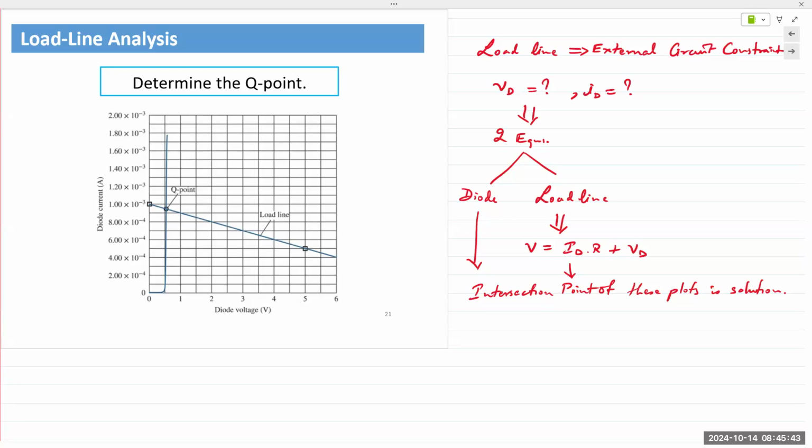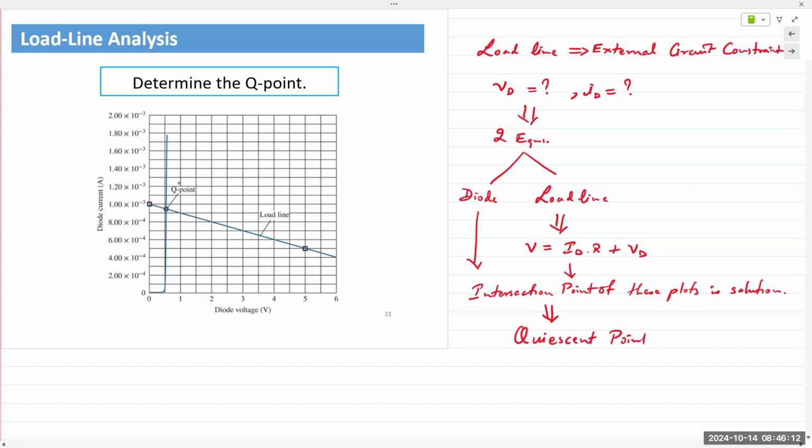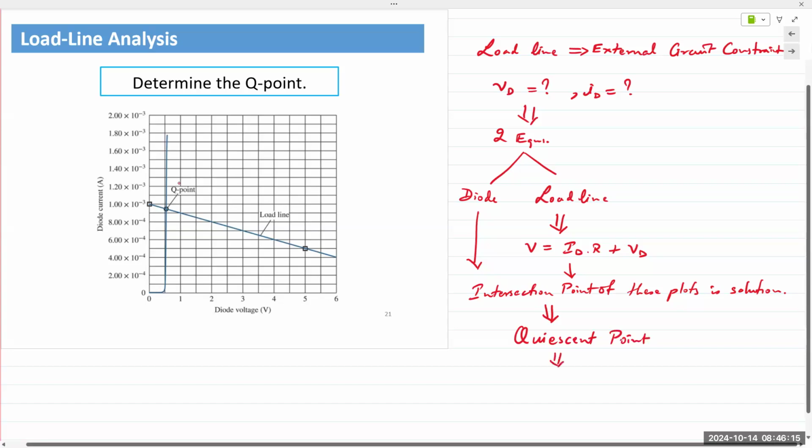So as I was saying, the intersection point of these two plots is the solution. That intersection point will give us the value of the diode voltage and the diode current for this circuit. That point is also known as the Q point. The Q stands for the word quiescent, or simply known as the Q point.